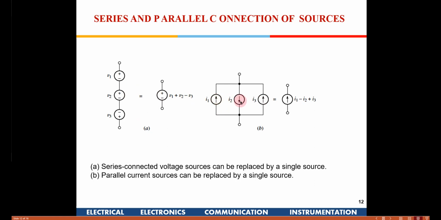Current sources can be connected in parallel. So we can represent these three current sources using a single current source, and again the current will be the algebraic sum of these currents. Okay, so I1, since I2 is in the reverse direction, it's negative out here. I3 is again positive. Okay, so these are the two kinds of transformations we do to simplify the circuit when we solve circuits.